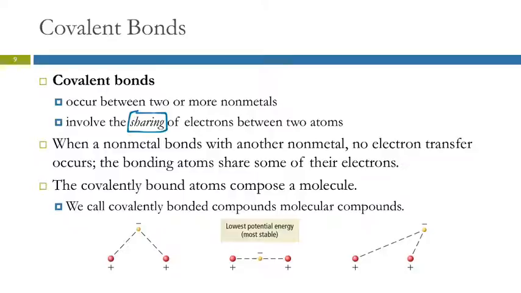Any questions? So covalently bonded compounds are called molecular compounds because they form molecules. In an ionic compound, there really aren't any molecules. There are ions, but they're just in a regular repeating pattern, and so we can't really say that there are molecules.